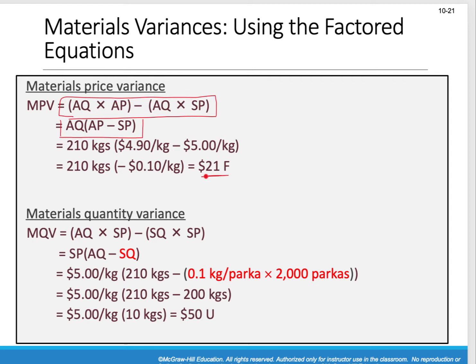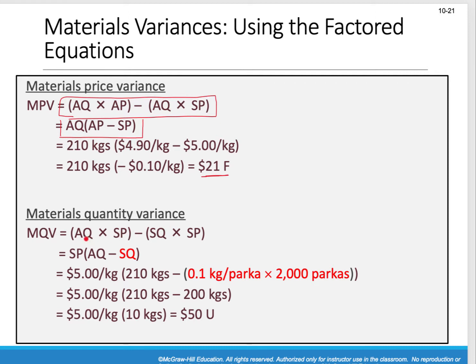$21. Now, I just want to show you one thing. This is a negative number. If you multiply this out, positive times a negative should be a negative, right? Well, why is it favorable? It's favorable even though it's negative because we're paying less than we should have. So technically this should be a negative 21, but we're not going to put the negative in there. We're just going to say $21 favorable. We do the same thing for the materials quantity variance.